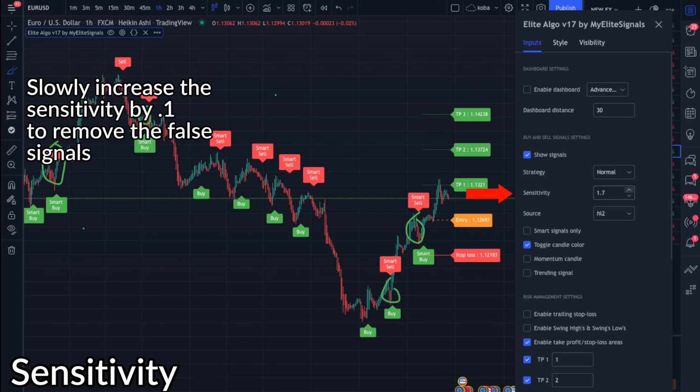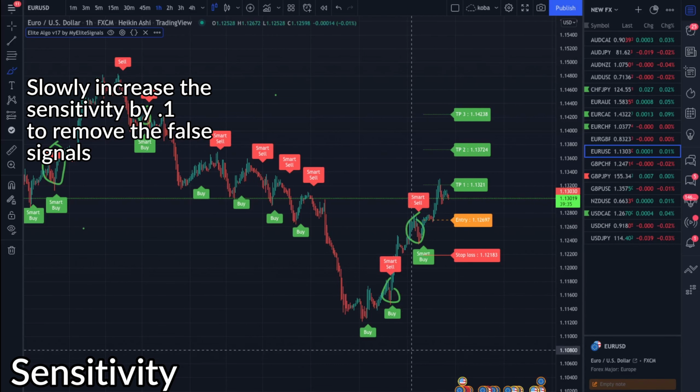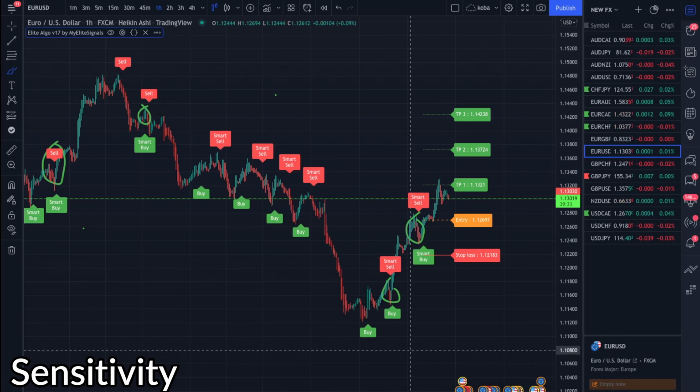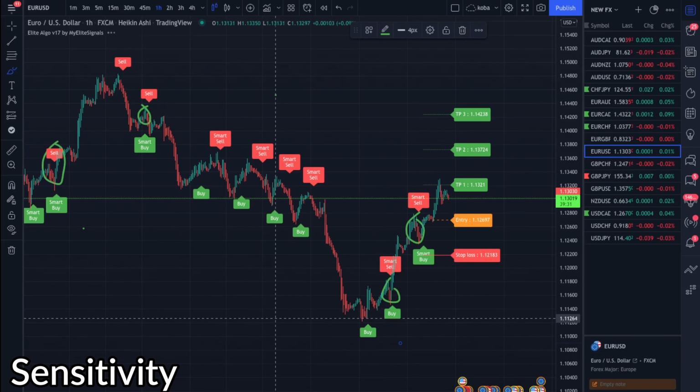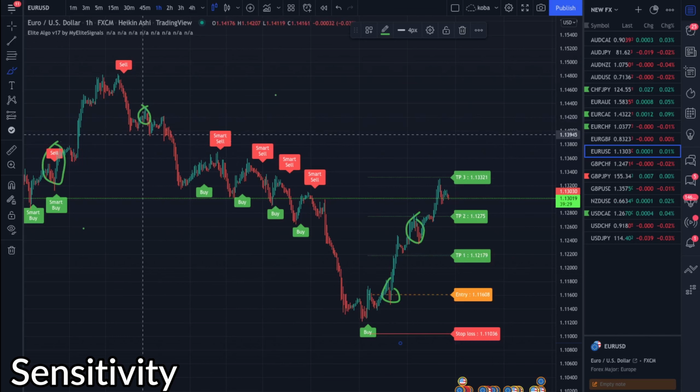So I'm going to try 1.7, press OK, and see exactly what happens here. We're going to wait for the chart to load. And as you can see right there, guys, we have 3 less false signals on our charts. So looking at Euro USD, this would be probably the optimum sensitivity to be using, guys. Very important. Now, when it comes to false signals, you're always going to have at least 1 or 2 false signals. There's no such thing as 100% when it comes to trading.